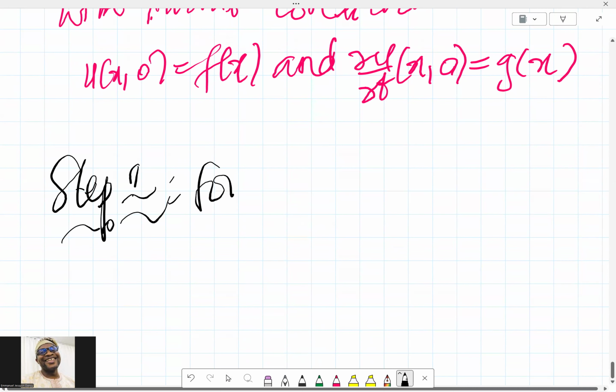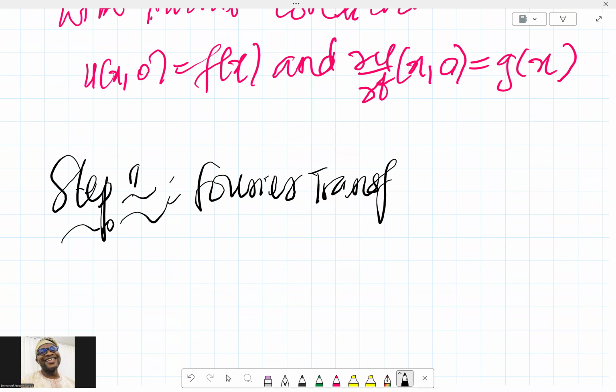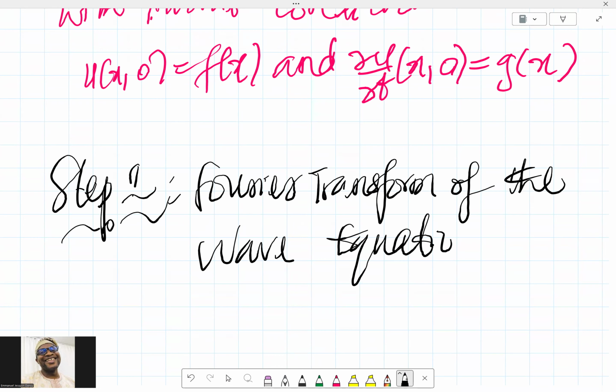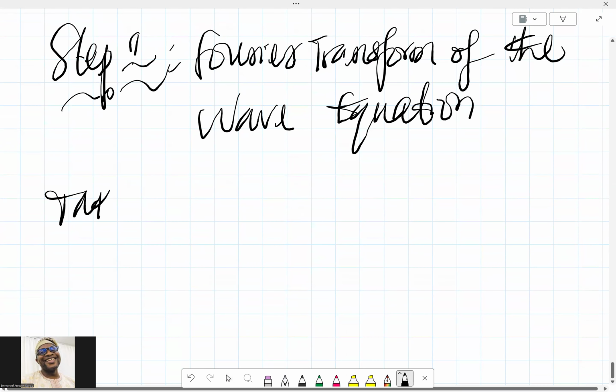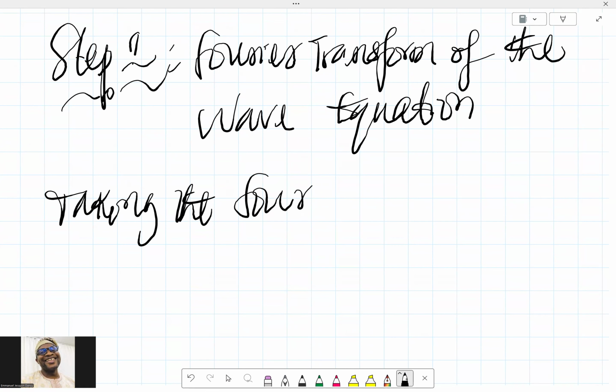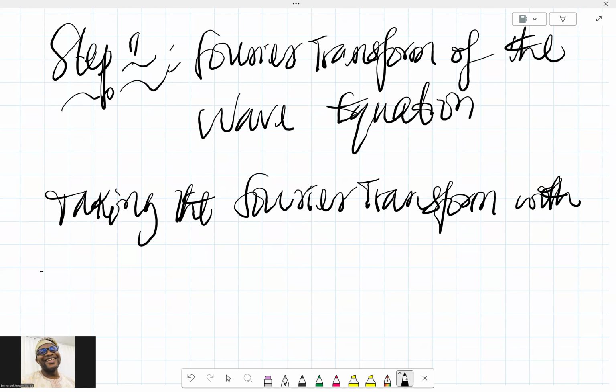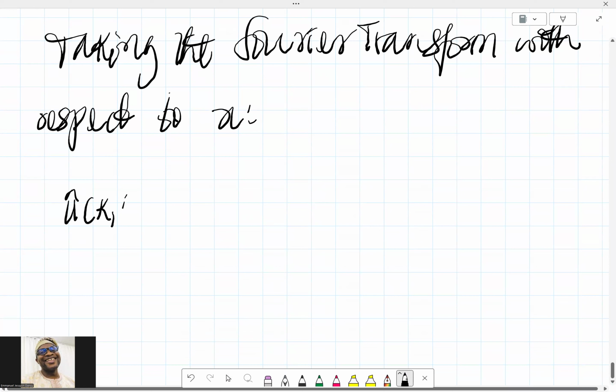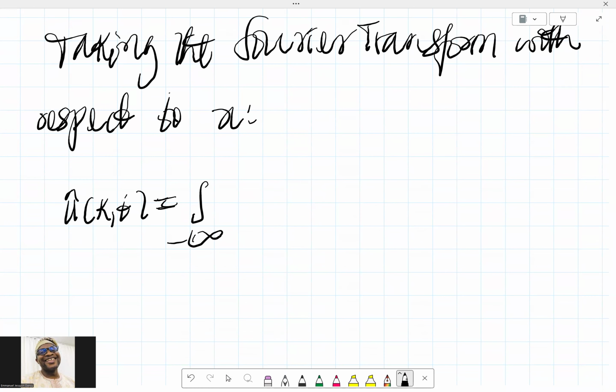Okay, so to deal with this, we go for step 1. And for step 1, usually we do the Fourier transform of the wave equation. We have two variables, x and t, the two independent variables. So we focus on the spatial part, taking the Fourier transform with respect to x. So we have u cap of k comma t equals integral from minus infinity to infinity of u of x comma t e raised to minus ikx dx.